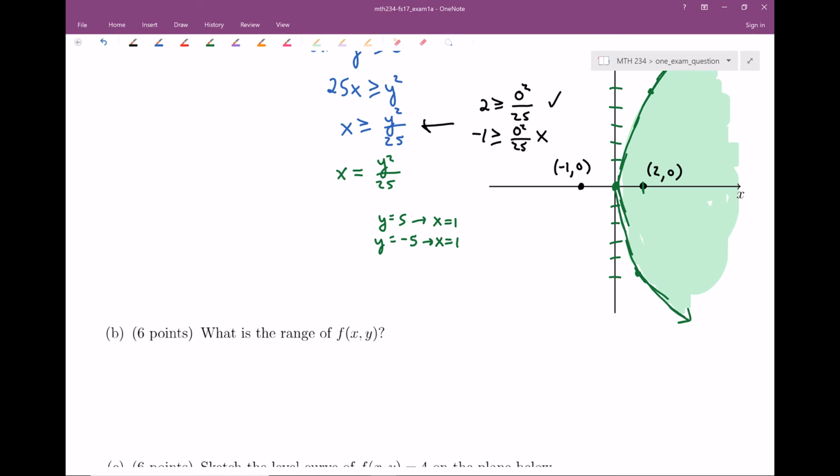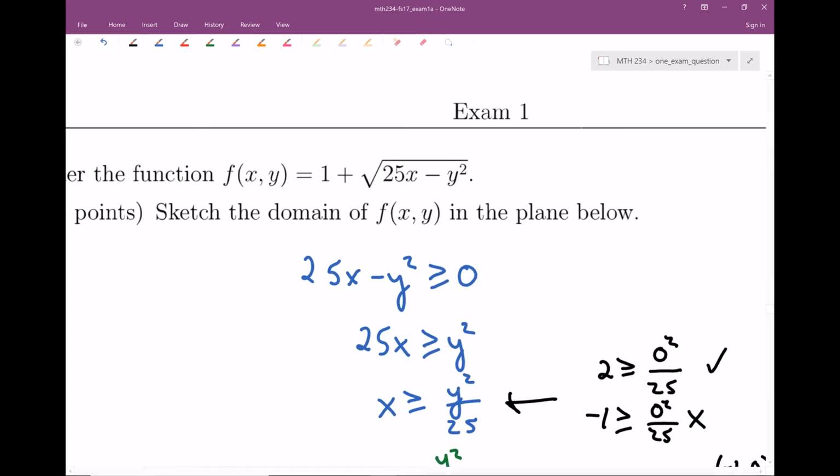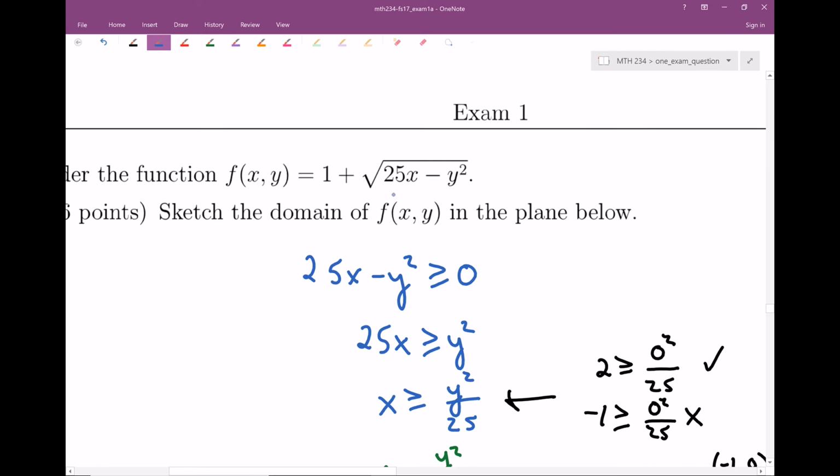What is the range of f of x, y? Okay, the range, we have to think about what kind of values this can spit out. When I want to start with this, I'm thinking about this square root. I know square roots only spit out non-negative values, so already I'm thinking 0 to infinity.